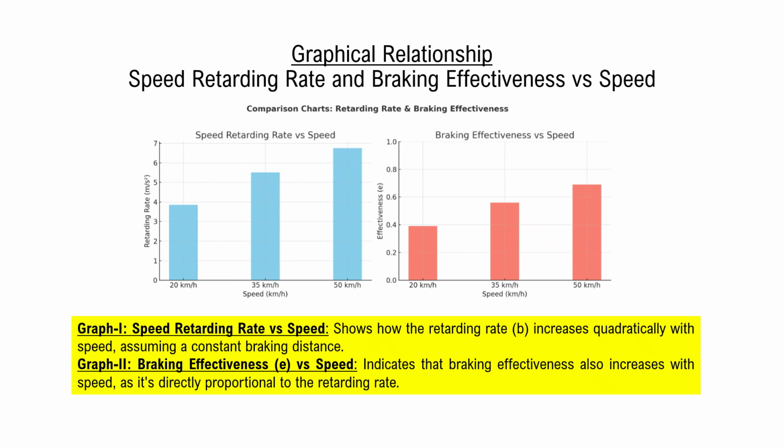Here are the two graphs related to speed retarding rate and braking effectiveness versus speed. In graph 1, it shows how the retarding rate B increases quadratically with speed, assuming a constant braking distance. Likewise, graph 2 indicates that braking effectiveness also increases with the speed as it is directly proportional to the retarding rate.